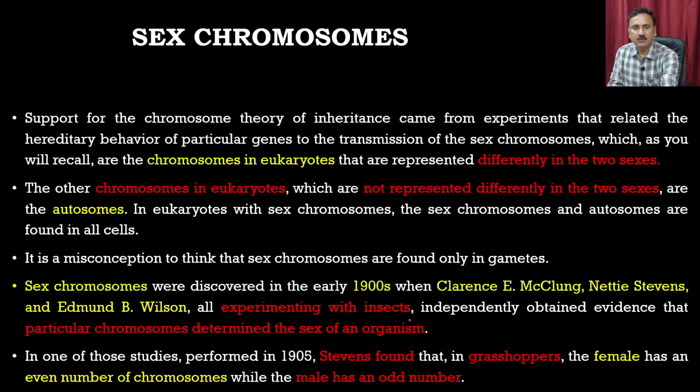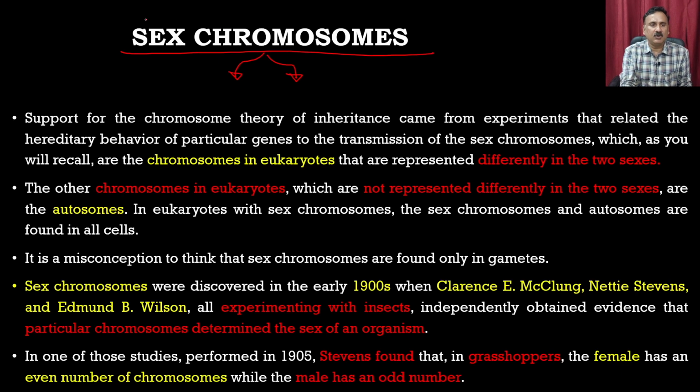Now the second question is how sex determination works, right? How some organisms are male and some organisms are female. That is always done by a special class of chromosomes called sex chromosomes. So the chromosomal theory also explained how sex is determined in all different types of organisms.